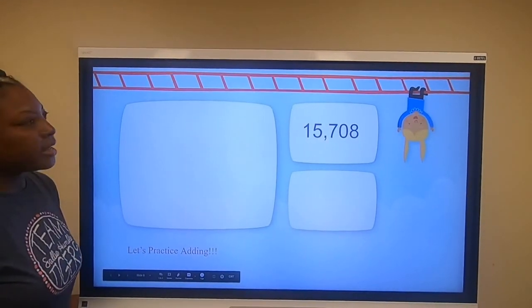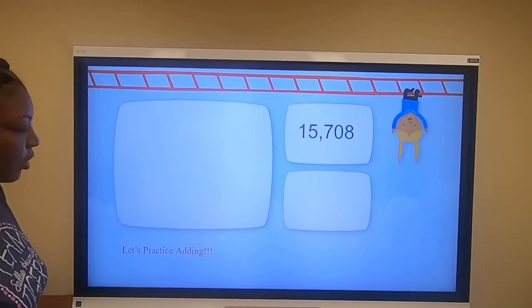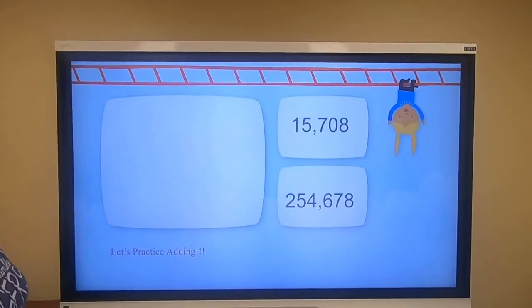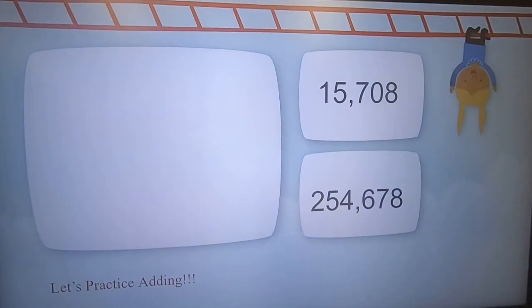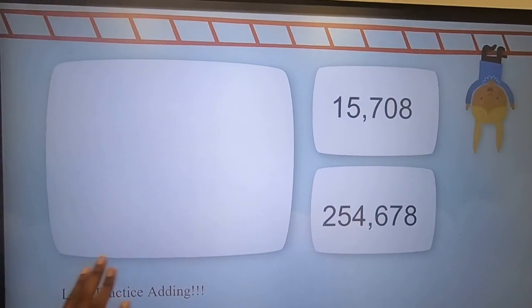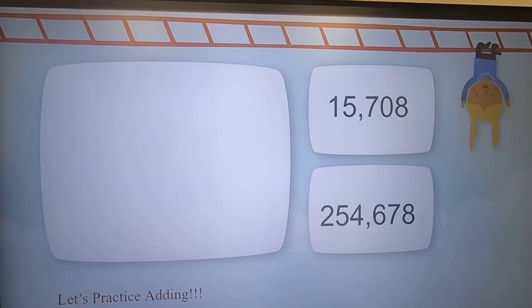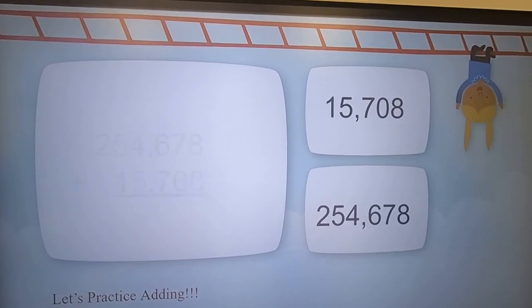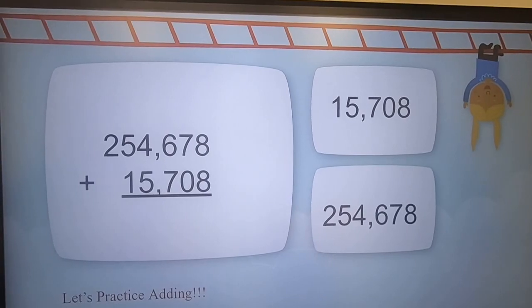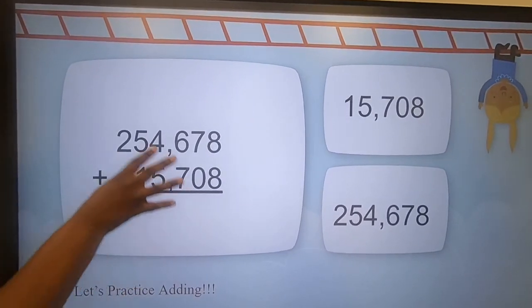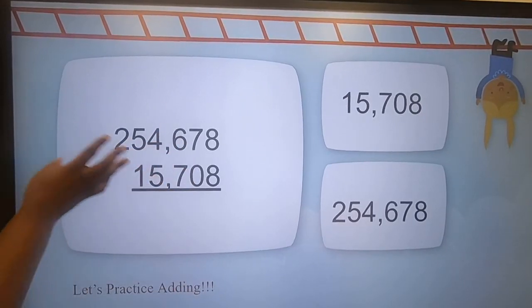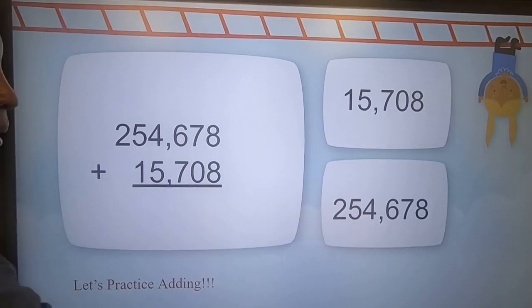We're practicing adding again. 15,708 plus 254,678. Miss Wilson, I have 2 numbers that have different place values. And what is that going to look like? Miss Wilson, I'm going to put my largest number on top, so I won't get confused about lining up my place values to add. I think that is a wonderful idea.